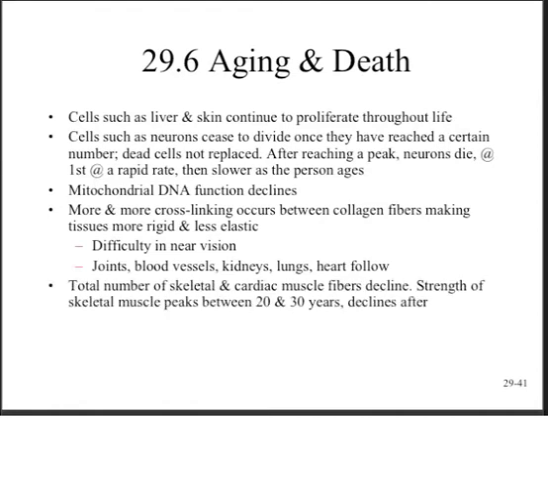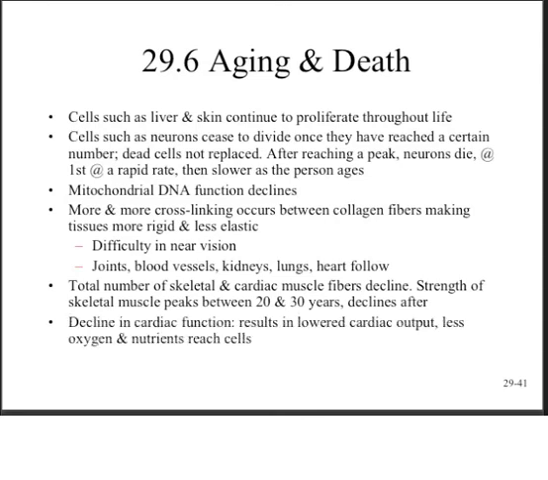The total number of skeletal muscle and cardiac muscle fibers declines, and the strength of skeletal muscle, which peaks at 20 to 30, begins to decline after that point. The decline in cardiac function causes lower cardiac output and less oxygen and nutrients reach the cells, and obviously this is going to have an impact on cell viability.